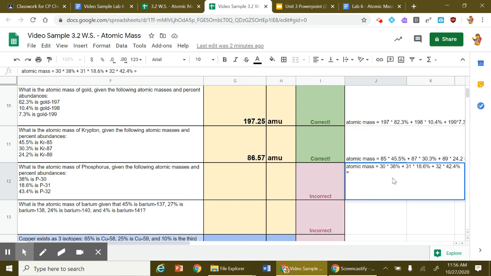42.4%. Now, before I press enter, remember, we know in our head that the answer has to be between the low and high masses. It has to be between 30 and 32. And because it's a pretty even split between the percentages, it's probably going to be somewhere in the middle. So I'm expecting an answer somewhere near 31. And I press enter and I get 30.734. Let's see if this is right.